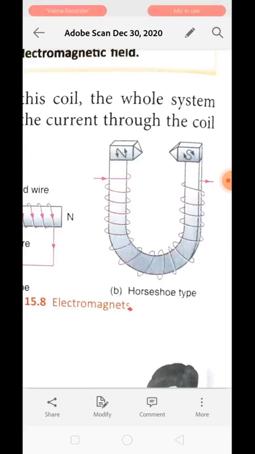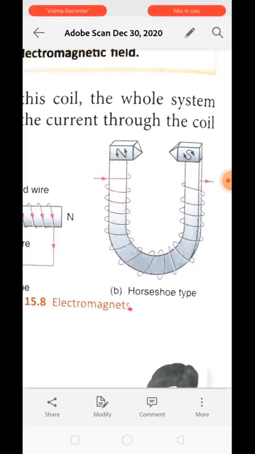Its magnetism disappears as soon as the current through the coil is switched off. Therefore, the electromagnet is a temporary magnet, not a permanent magnet. Along the current, the magnetism can also be switched off and switched on. So we can control the magnetism of an electromagnet.